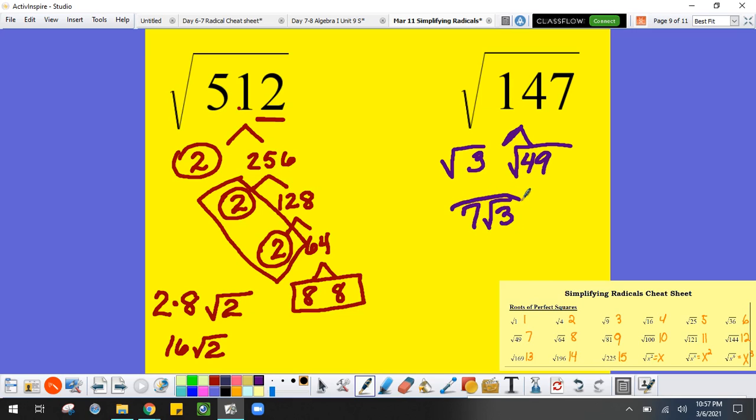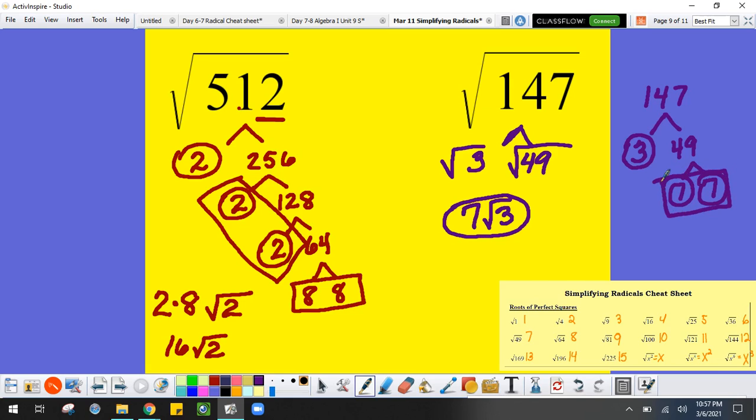If I didn't do it that way, I would have done, keep going, and you can certainly do this. 3 times 49, that's a prime number. 49 is 7 times 7. Those are prime numbers, but we found a pair. So the 7 comes out and the 3 stays in. 7 comes out, 3 stays in. Those are simplified radicals.